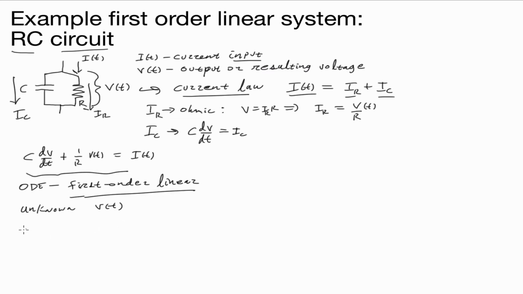Okay, so first of all, let's talk about a very specific I of t current. I'm going to actually apply to this circuit a sinusoidal current, so sine omega t, where omega is the frequency of this applied current, so it's going to be an oscillating current.